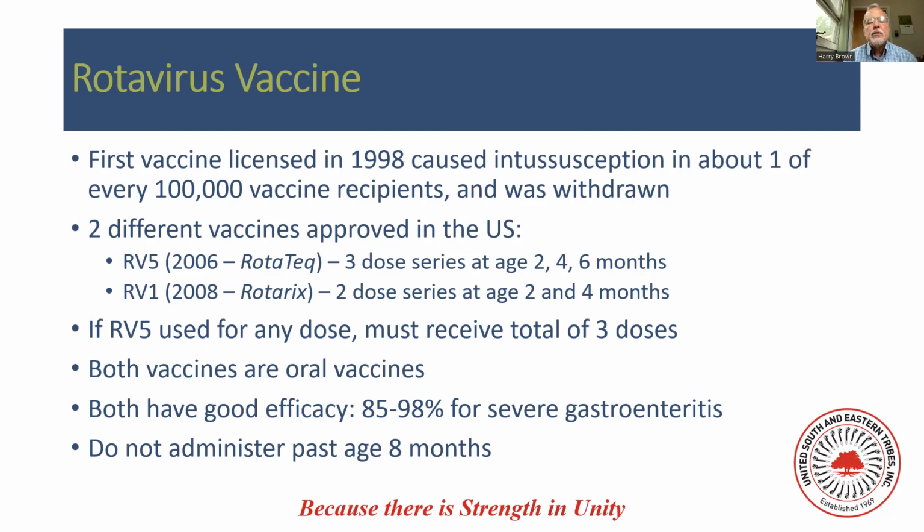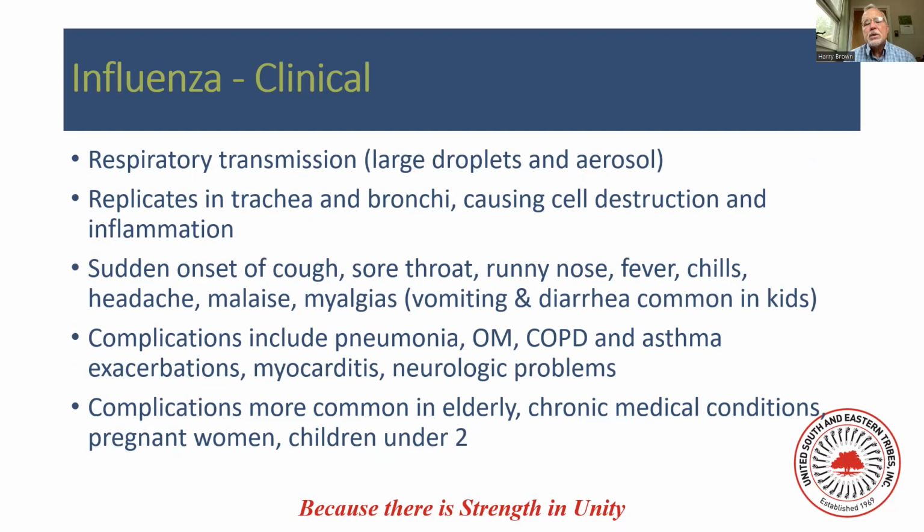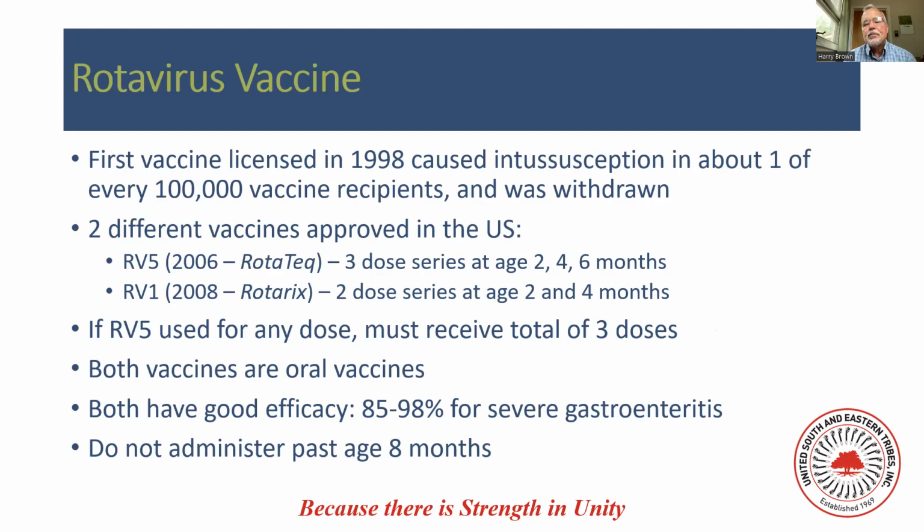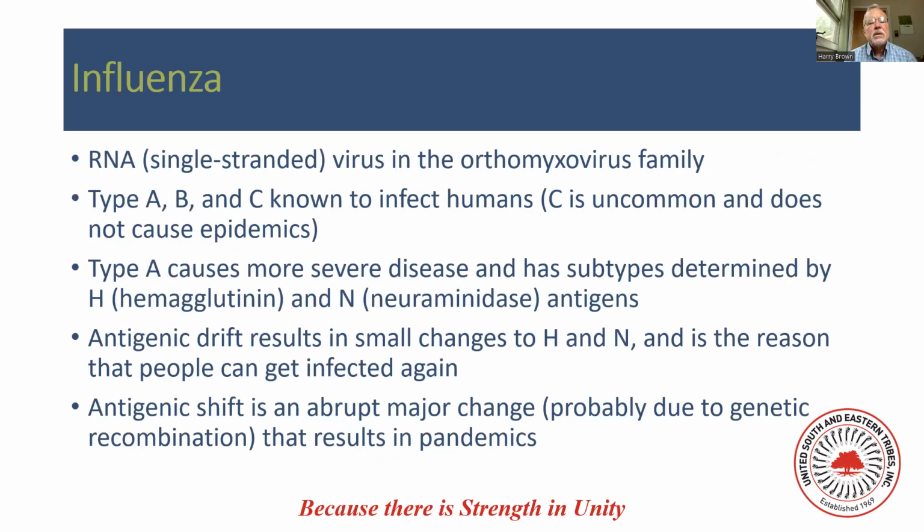So then two different vaccines came out later, one in 2006, one in 2008. They are different, and one requires 3 doses, the other only requires 2. So it's important that you know which one you're giving. They're both oral, that's not a shot, and you don't give it after the kids turned 8 because kids past 8 don't usually get deathly ill with rotavirus. Next. I think is influenza.